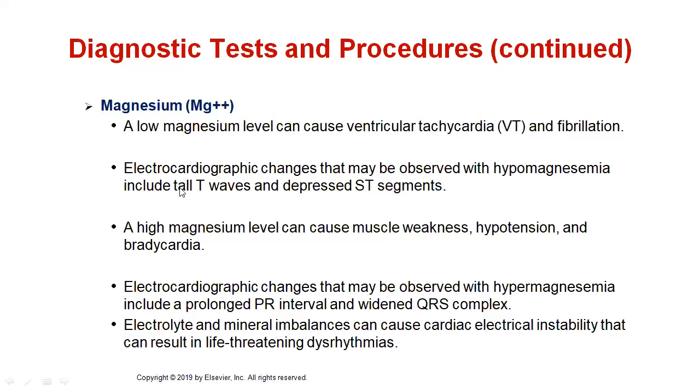When the magnesium level changes, we can see some change in the electrocardiogram. Electrocardiographic changes that may be observed with hypomagnesemia include a tall T-wave and depressed ST segment. A high magnesium level can cause muscle weakness, hypotension, and bradycardia, right?